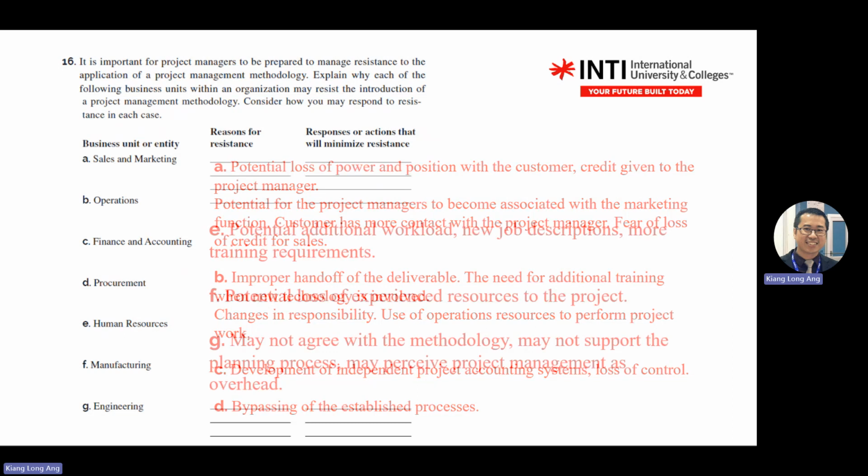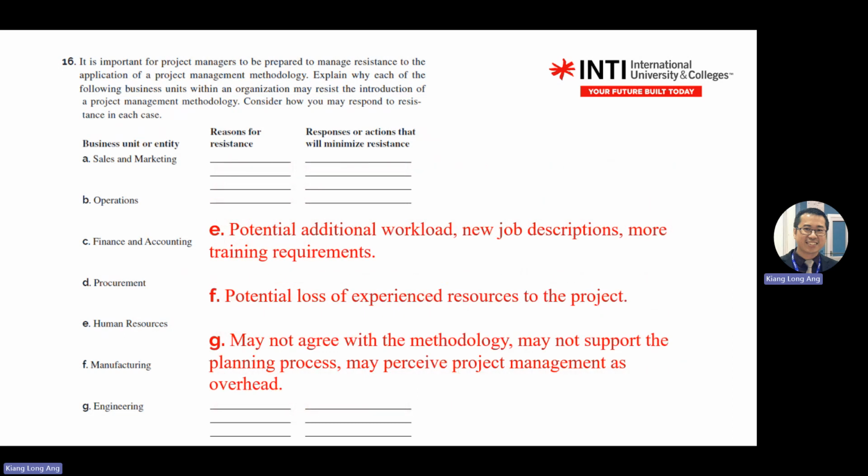Okay. E, human resources. Why are they scared of you also? They are scared you go and disturb them. Why? You file a complaint to HR: I have so much work I cannot handle. So it's a potential additional headwork. HR also needs to know your new job description and so on. You might request training and so on. Okay. F, manufacturing department. They have a potential loss of experienced resources to the projects, because once you start in, you can request, can you give me this person? I need this for my projects.